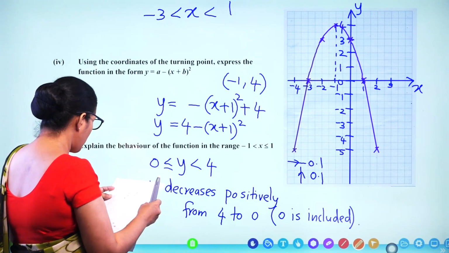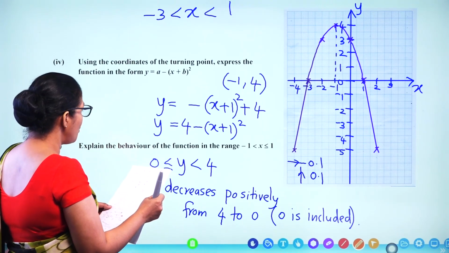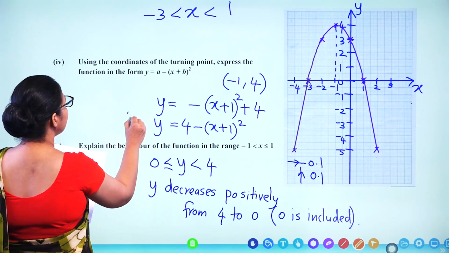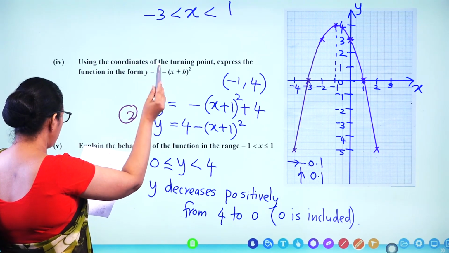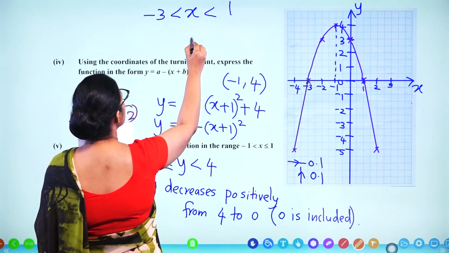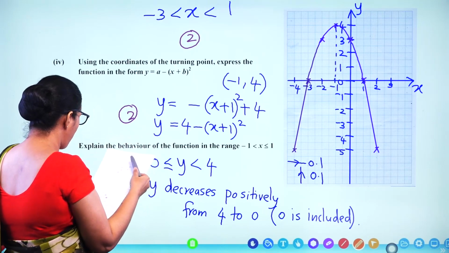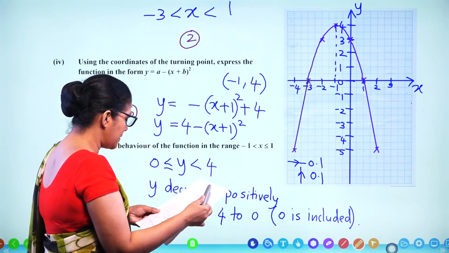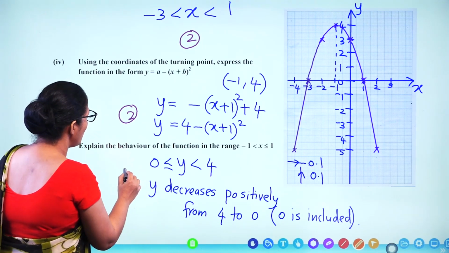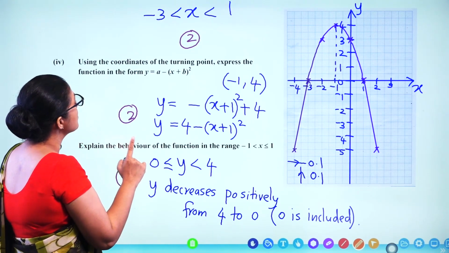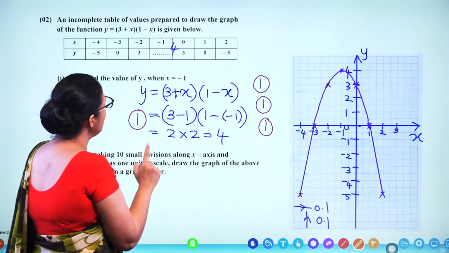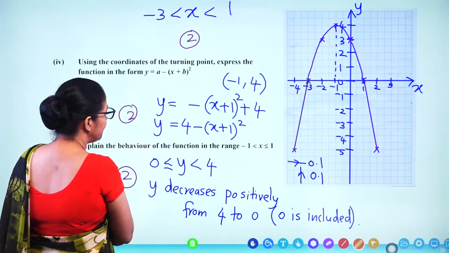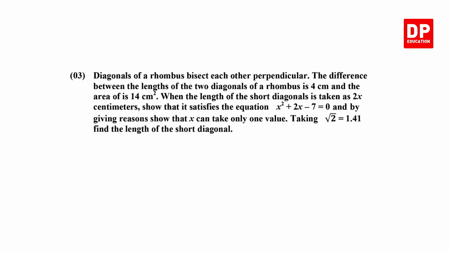So let's give marks for this question. So you get 4 minus (x plus 1) squared, just 2 marks. x lies in between minus 3 and 1, 2 marks. And y is in between 0 to 4, 2 marks. y is less than 4 up to 0. So 2 marks. So 6, and previously we gave 4 marks. So 10 marks altogether. Let's do question number 3.